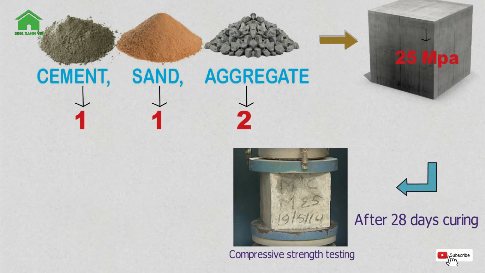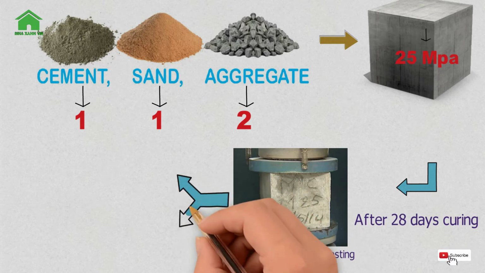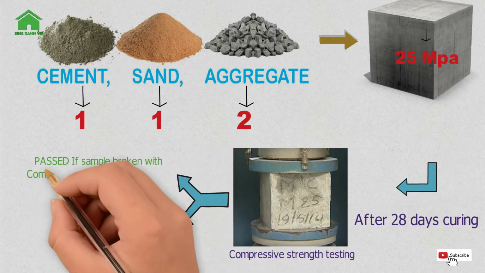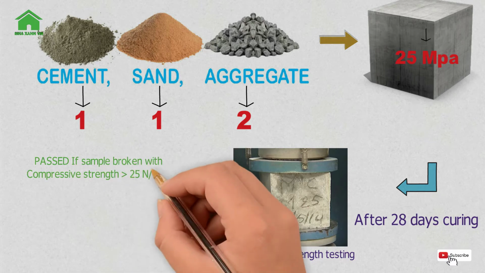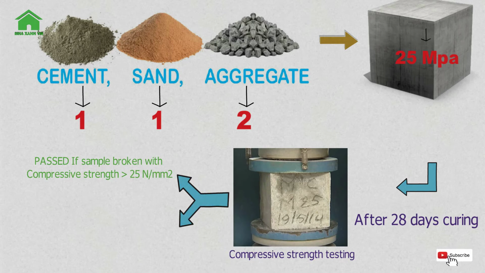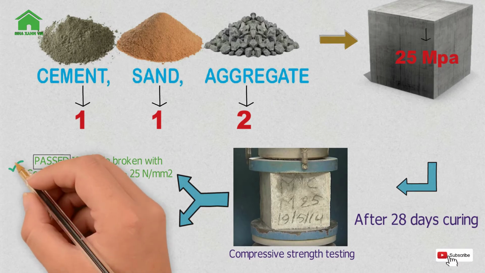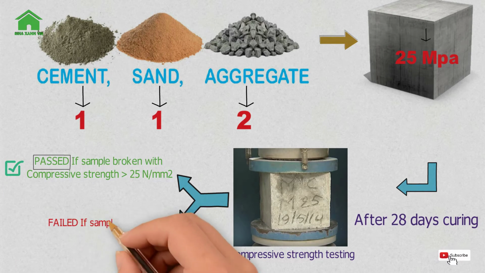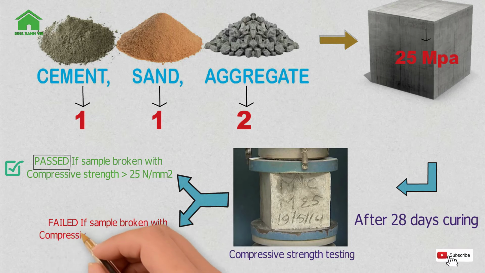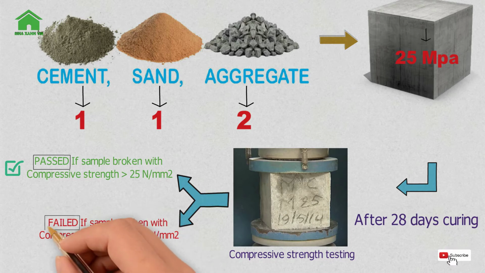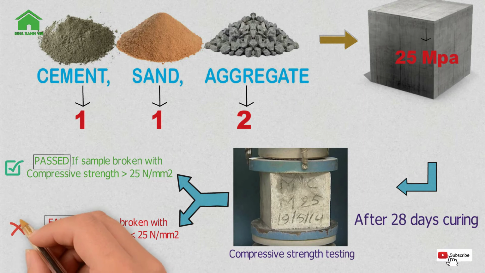It's compressive strength testing. There will be two options. Option 1 is pass, if the sample breaks with compressive strength over 25 Newton per mm square. And option 2 is fail, if the sample breaks with compressive strength under 25 Newton per mm square. It will be failed.